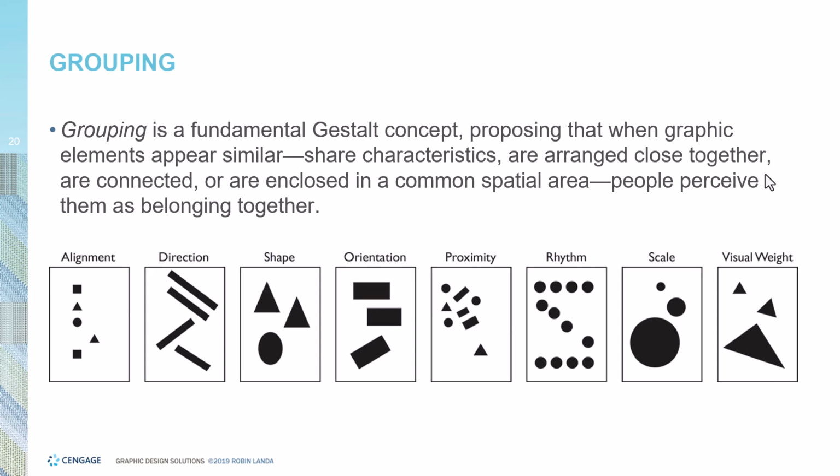Grouping is a fundamental Gestalt concept, proposing that when graphic elements appear similar, share characteristics and are arranged close together, are connected, or are enclosed in a common spatial area, we perceive them as belonging together. Groups can be formed in a variety of ways. If you understand how grouping functions, you can more easily create visual emphasis in a composition through differentiation. One graphic element can be emphasized, become the focal point, by differentiating it from the other graphic elements through contrast, weight, color, rhythm, orientation, and more.